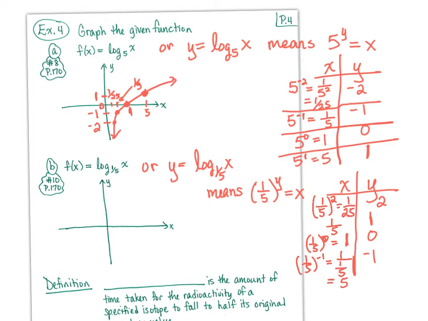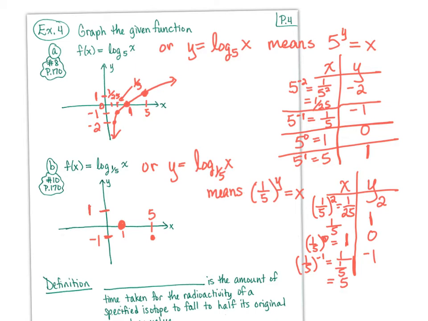Okay, so we plot our points, and whenever y is -1, x was 5, so we're somewhere out here. Whenever y is 0, x is 1. So we are now here. Whenever y is 1, now y is 1.